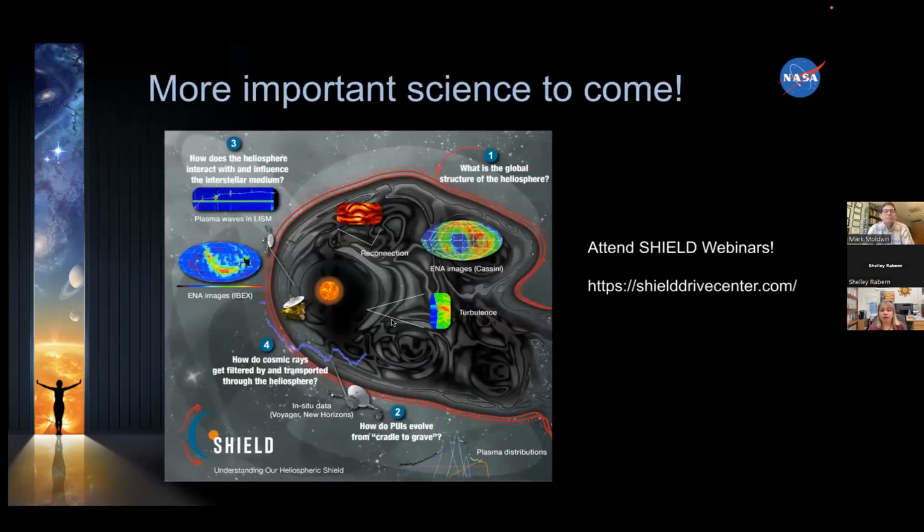I only really went out to about, this is not to scale. The heliosphere goes out to 100 AU. This is from the SHIELD Drive Center. The solar wind gets even more interesting and weird the farther out you get. And there's a lot of missions and images working on that.